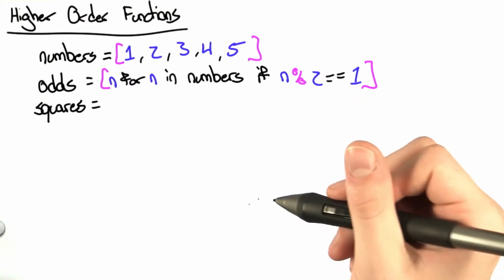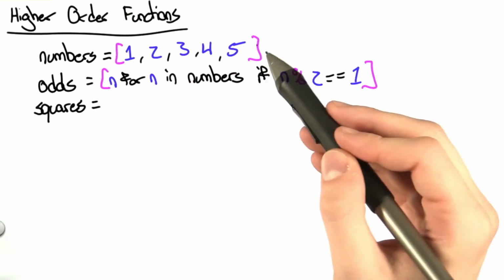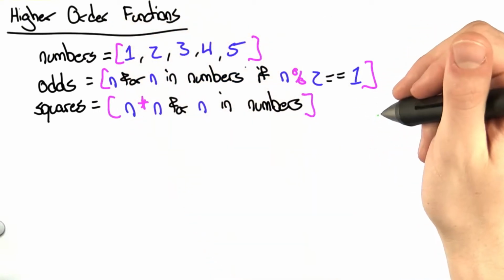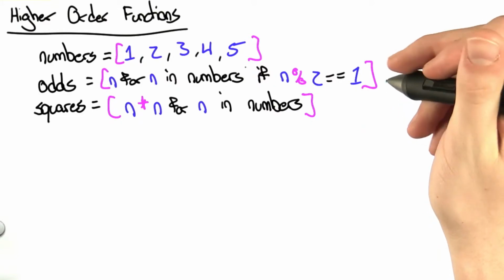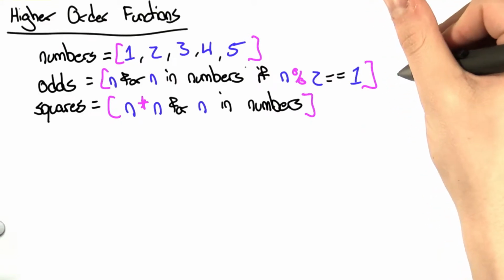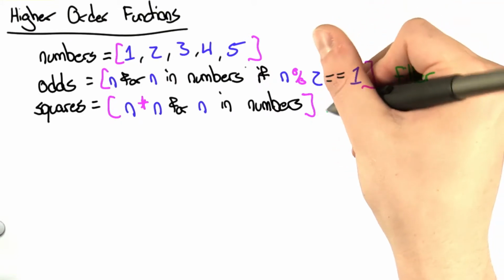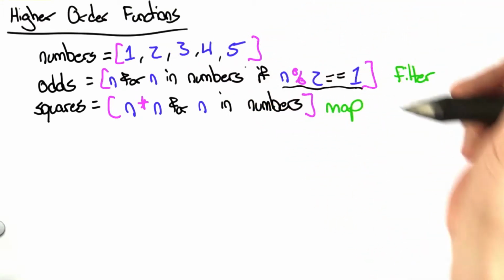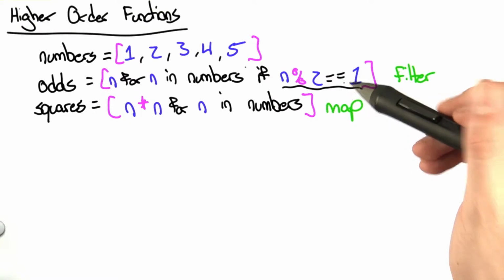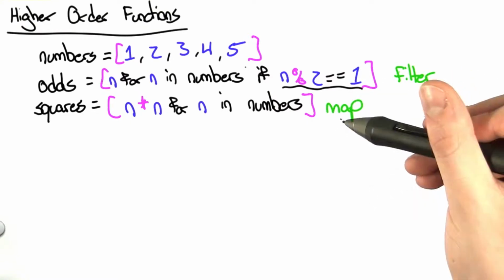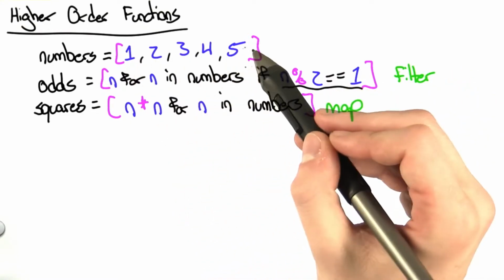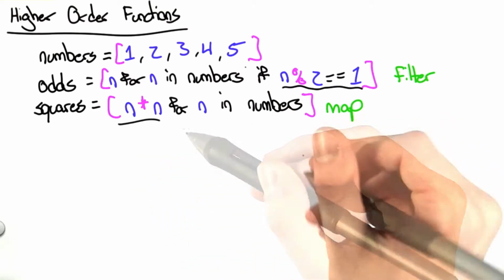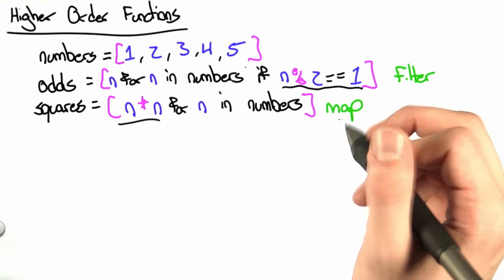We can also use the same construction to turn this list of numbers into a list of squares of each number. These types of operations are so common, in computer science we give them a name. This is usually referred to as a filter, and this a map. When we're filtering, we take in a list of numbers and some criteria, and only return the numbers that satisfy that criteria. In a mapping, we take a list of elements and some operation, and we perform that operation on each element. Python actually gives us built-in functions to do this.